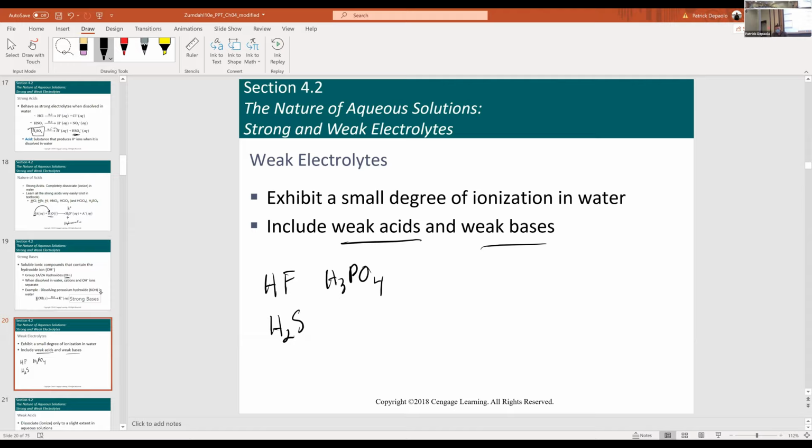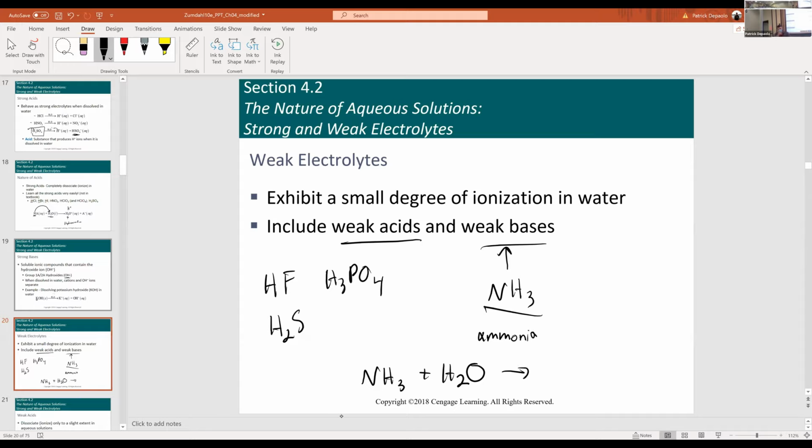Weak bases, the one key weak base you should know is ammonia. You've probably heard of ammonia before. So here's ammonia, NH3. It is the hallmark for a weak base. In the textbook and anywhere else, you'll see the dissociation of a weak base equation with ammonia, and it'll look like this: NH3 plus H2O.